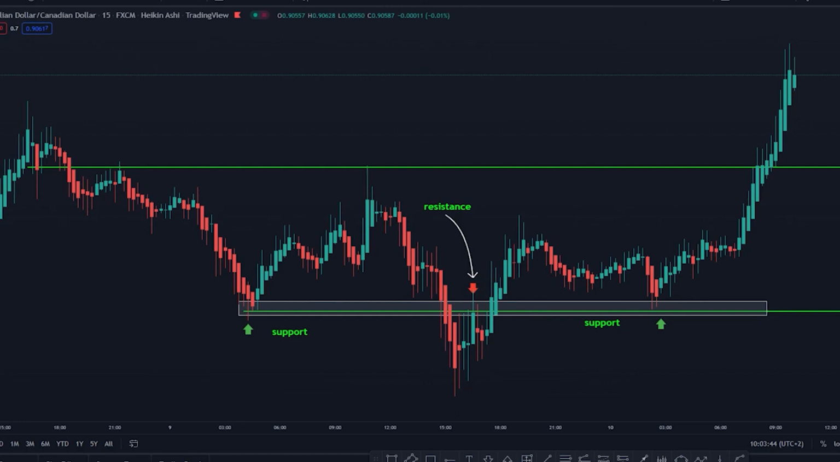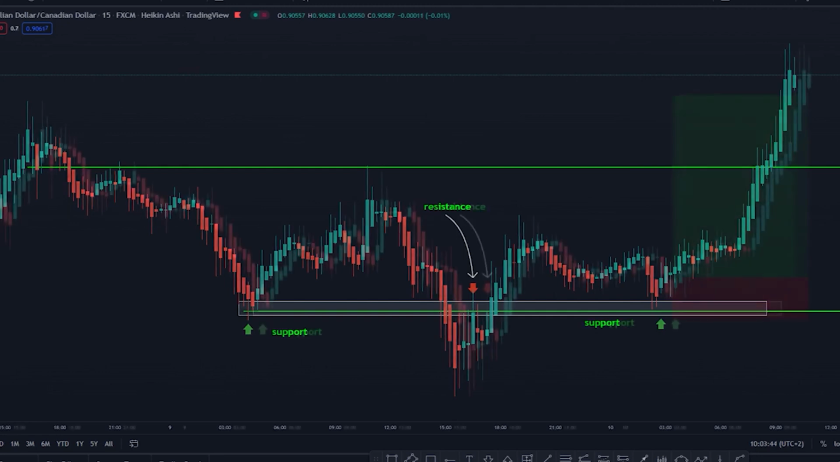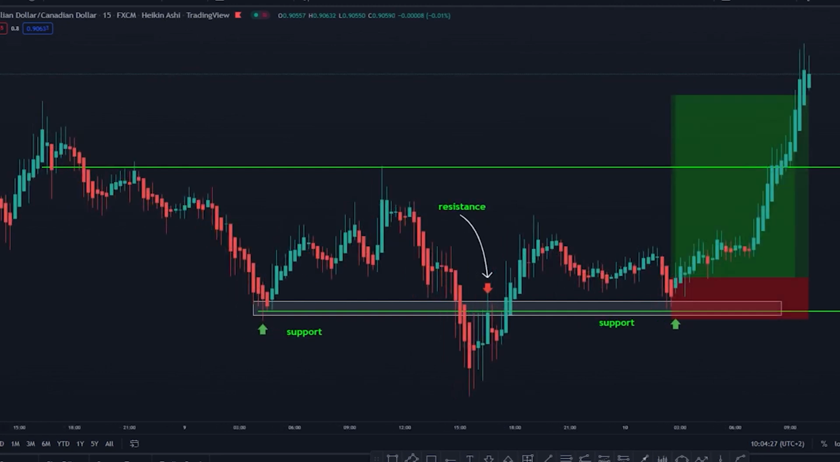So to buy from these levels, because we can see that this resistance is broken, we will buy at the support area by waiting for the market to change from being bearish to bullish. Then the confirmation candle of the Heiken Ashi will be when it becomes bullish. Now we see that the market moved in our favor. So I guess this is the end of our video.